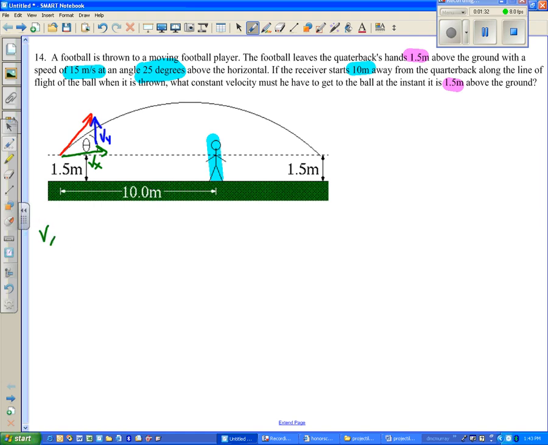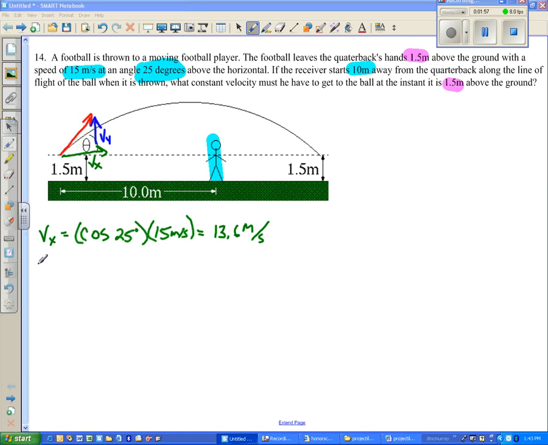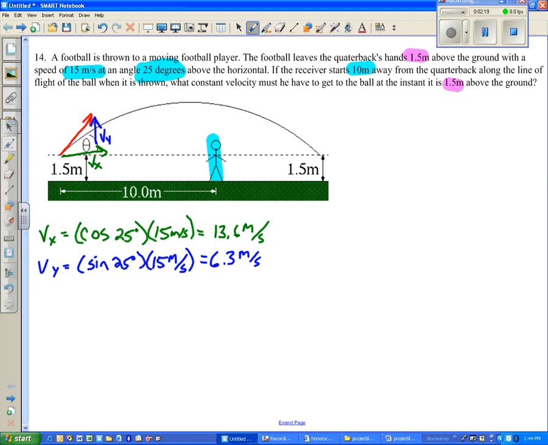So to find vx, we're going to say, well, that's the cosine of the angle, which is 25 degrees, and we're going to multiply that times the magnitude, which is 15 meters per second. And when we do that mathematics out, we get 13.6. And to find the y component, we use sine. So vy equals the sine of 25 degrees times 15 meters per second. And that value comes out to 6.3.